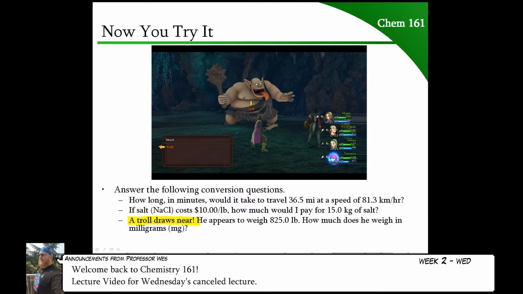How long in minutes would it take to travel 36.5 miles at a speed of 81.3 kilometers an hour? And then if salt costs $10 per pound, how much would it cost to buy 15 kilograms of salt? We're going to do all these problems in just a second. So go ahead and pause and give them a shot.